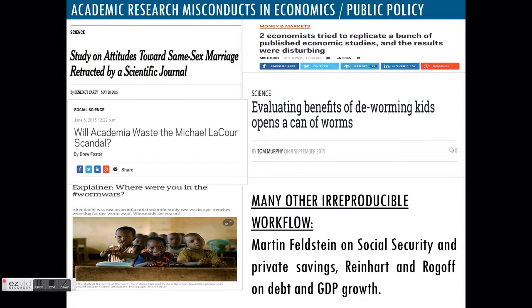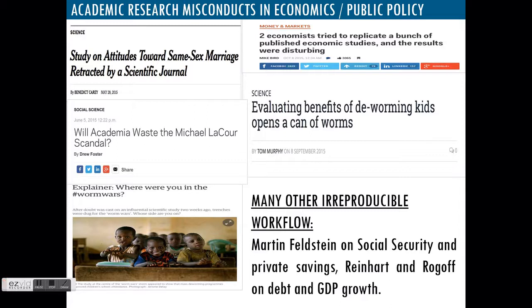But most importantly, there has been the Michael LaCour scandal, right? LaCour was actually a PhD student, and he was working with Donald Green, who is a professor at Columbia University. They wrote a paper on attitudes towards same-sex marriage, and the paper was retracted, even though it was already published in a very well-known scientific journal called Science. Just because people tried to replicate the same work, they were not able to. And it's not just this paper. There have been a lot of cases, right?